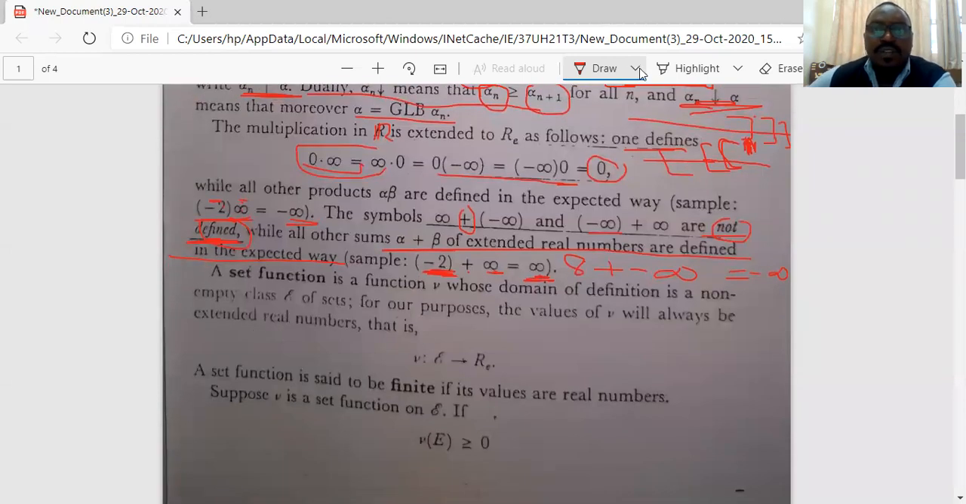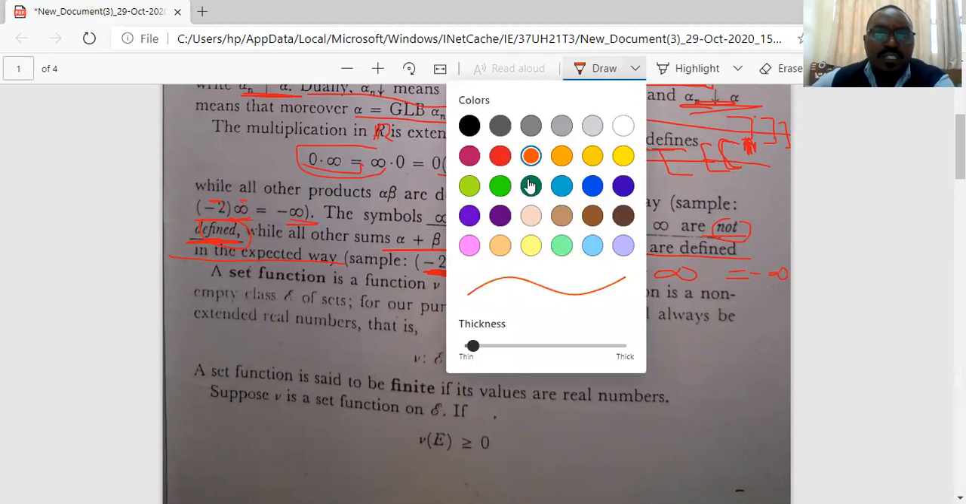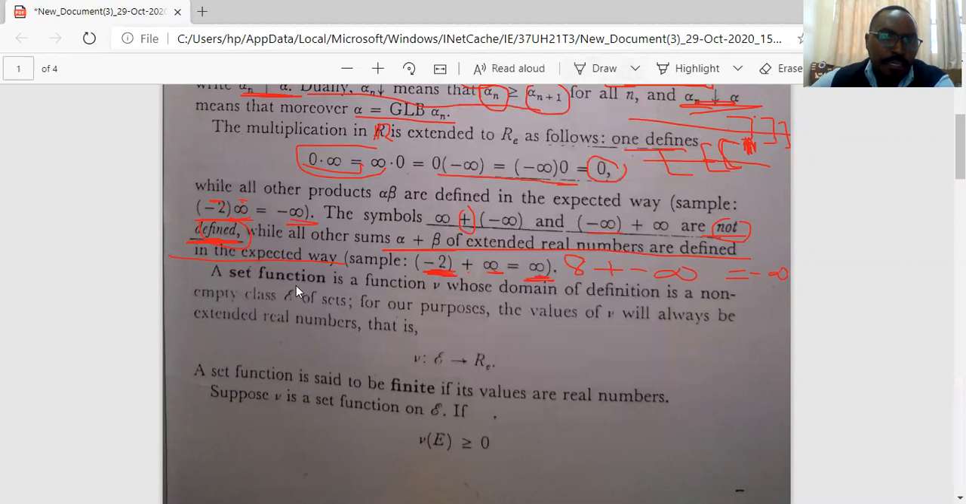Then we can talk of set functions. We are saying that a set function here, right?